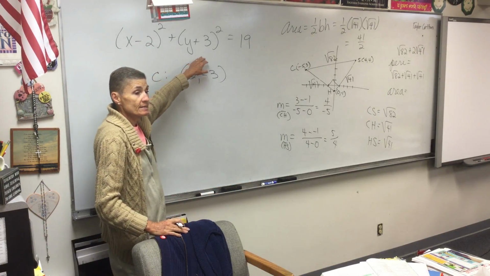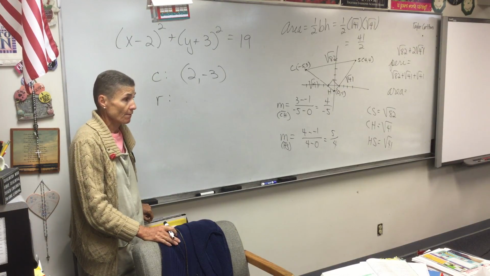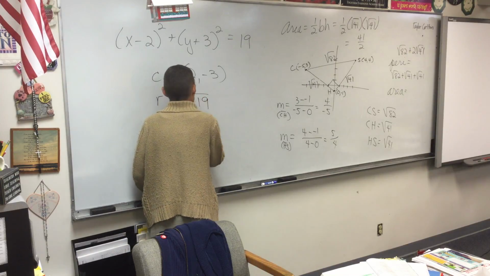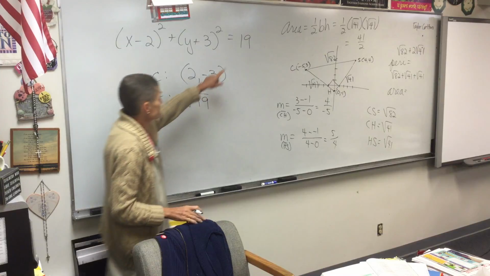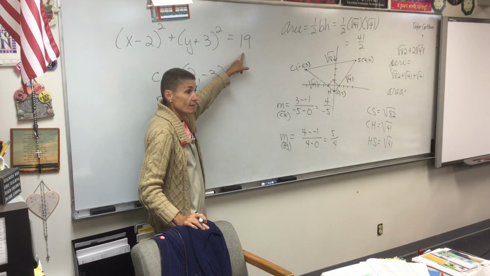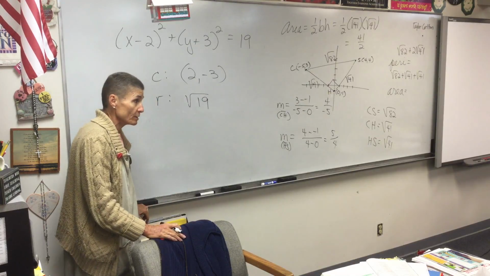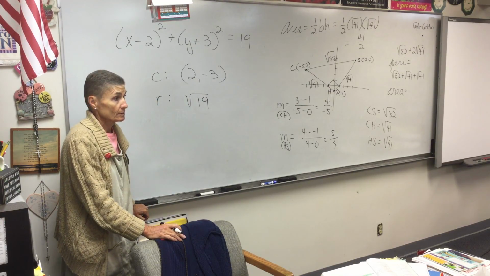Opposite of these parentheses is where your center is. Anybody remember what the radius is? Morgan? Root 19. Right on target. Very, very good. Where did that come from? It's the square root of that number. Don't tell me you didn't do that last year, because I know you did.